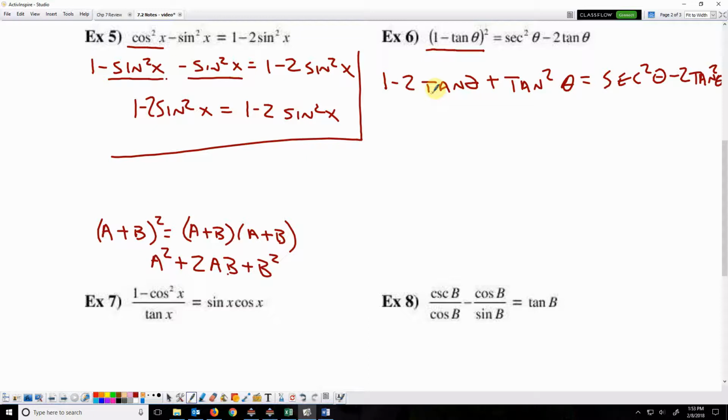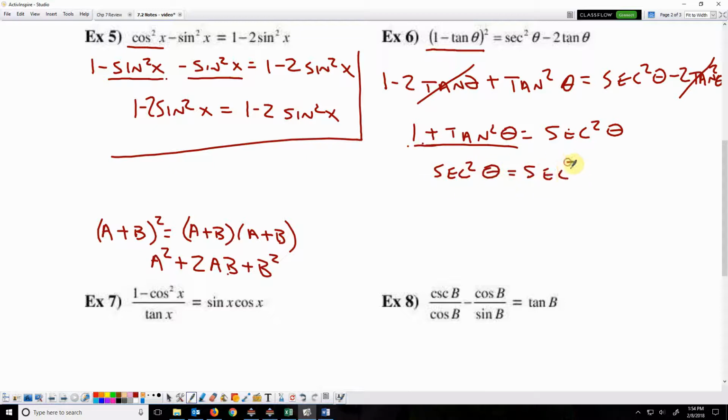So I've got a minus 2 tan squared theta on both sides. If I add 2 tan squared theta to both sides, that is going to cancel. So I get 1 plus tan squared theta equals secant squared theta. And one of our Pythagorean identities says that 1 plus tan squared theta is equal to secant squared theta. So I'm going to substitute this for this: secant squared theta equals secant squared theta. My two sides are identical, which proves the original identity.